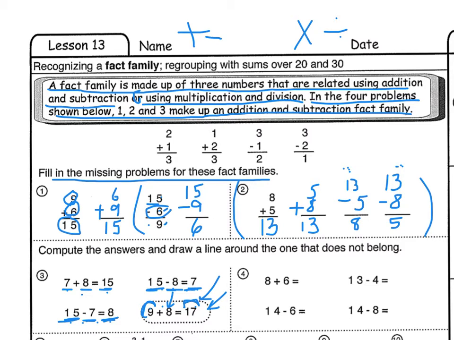When you do these, you need to answer the math facts and also pick the one that does not belong. So go ahead and do number 4, answer all 4 of those, and circle the one that does not belong.